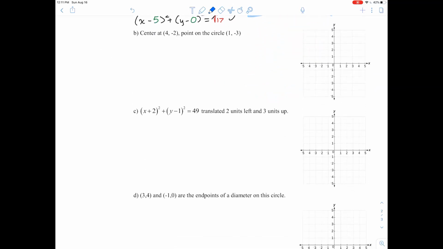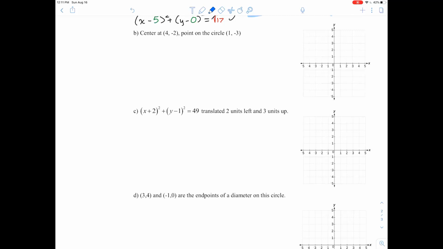So B says you have a center at 4, -2 and a point on the circle at 1, -3. So to write the equation of a circle, remember center and radius. Well, here's the problem. I don't have the radius. I have my h, k, but I don't have my r. So I could go about this in two ways.